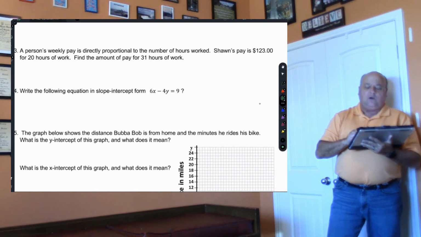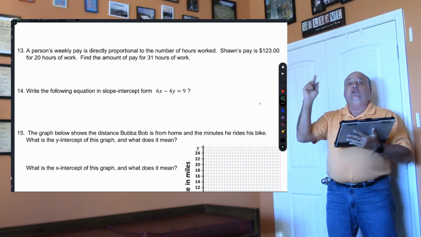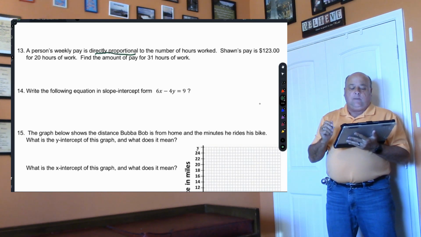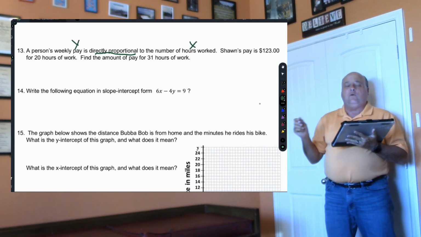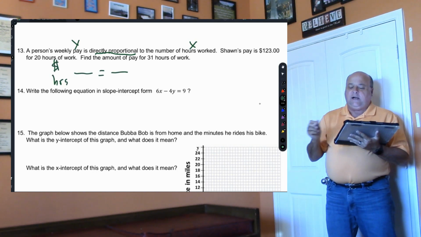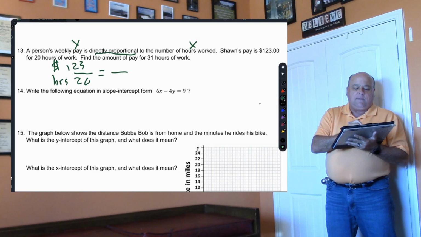So we're going to number 13. A person's weekly salary is directly proportional. That means we're going to have a proportion to the number of hours worked. So the pay is directly proportional to the hours. So we're going to have money and we're going to have hours in this. And I'm going to make a fraction. So Sean's pay is $123 for 20 hours of work. How much will they make for 31?